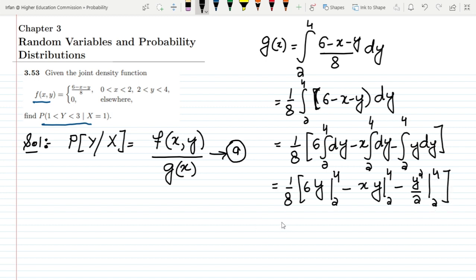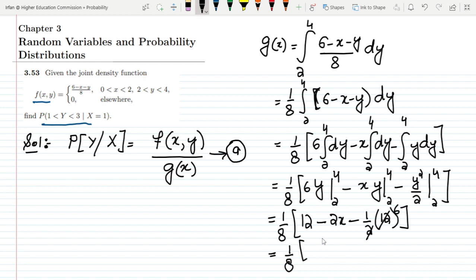Let me put in these values, and here we get 1/8 times: 4 minus 2 is 2, and 2 multiplied by 6 is 12. Here again 4 minus 2, so I get 2x. Here it will be the constant 1/2, and 4 squared is 16, 16 minus 4 is 12, so it will be 6. So 12 minus 6 would be: 1/8 times, here 12 minus 6 is 6, minus 2x.